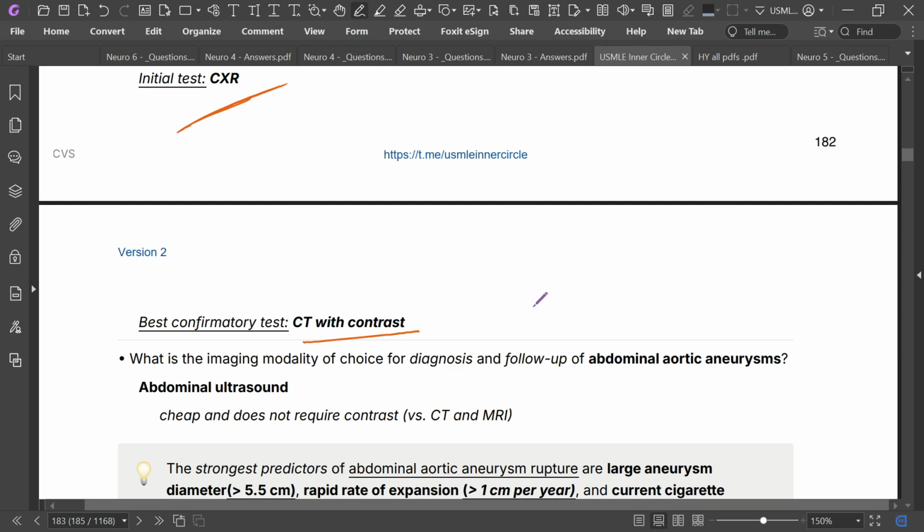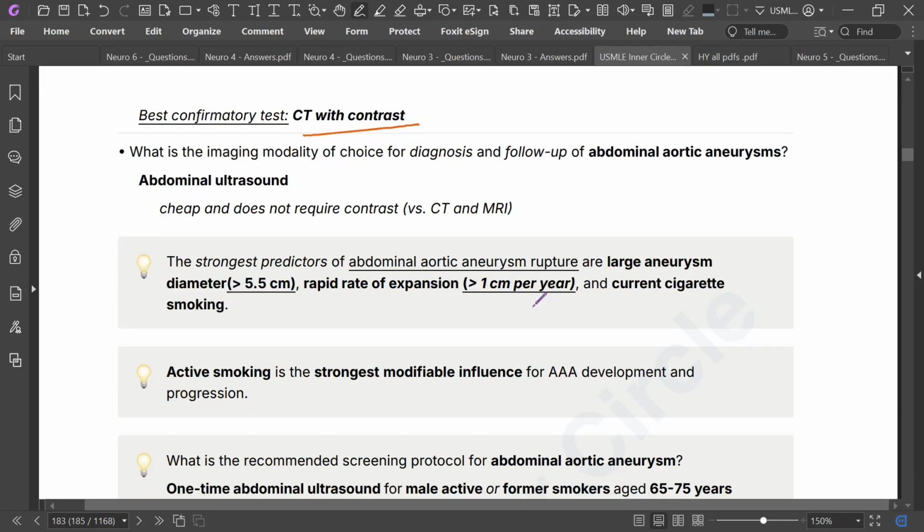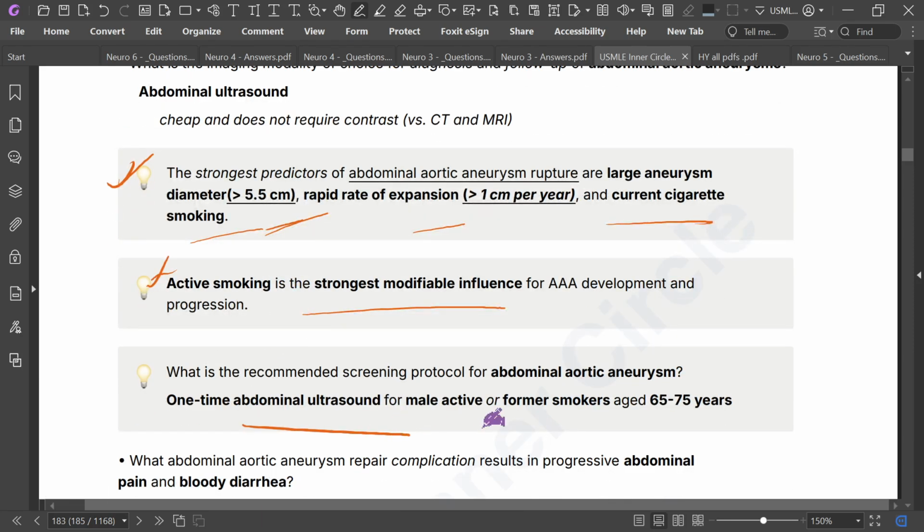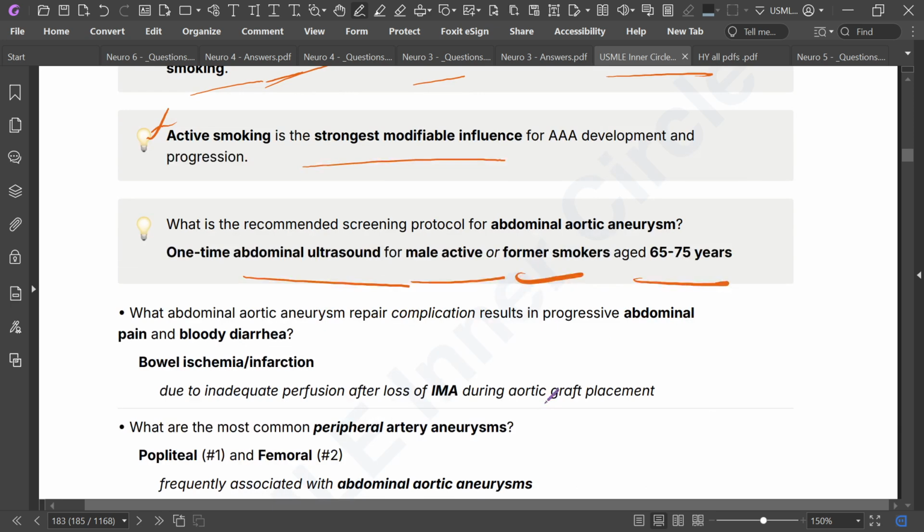What is the imaging modality of choice for diagnosis and follow-up of abdominal aortic aneurysm? It is abdominal ultrasound. It is cheap and does not require contrast. The strongest predictors of rupture are a large aneurysm diameter more than 5.5, rapid expansion more than 1 centimeter per year, and current cigarette smoking. Active smoking is the strongest risk factor, and a one-time abdominal ultrasound in a male active smoker aged 65 to 75 rules out abdominal aortic aneurysm.